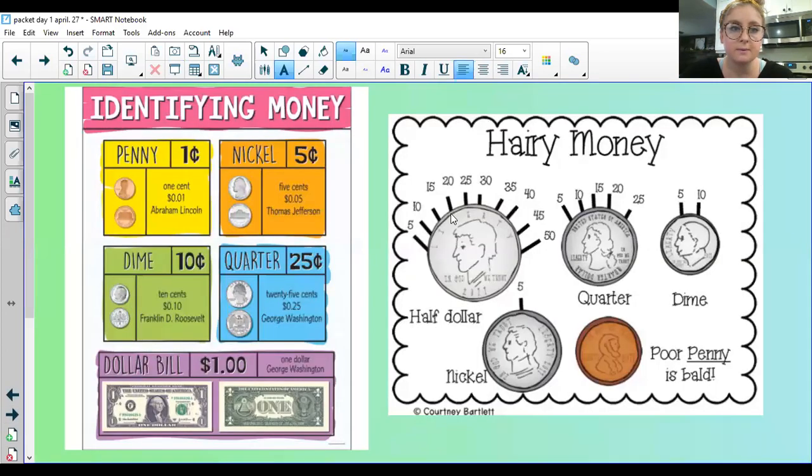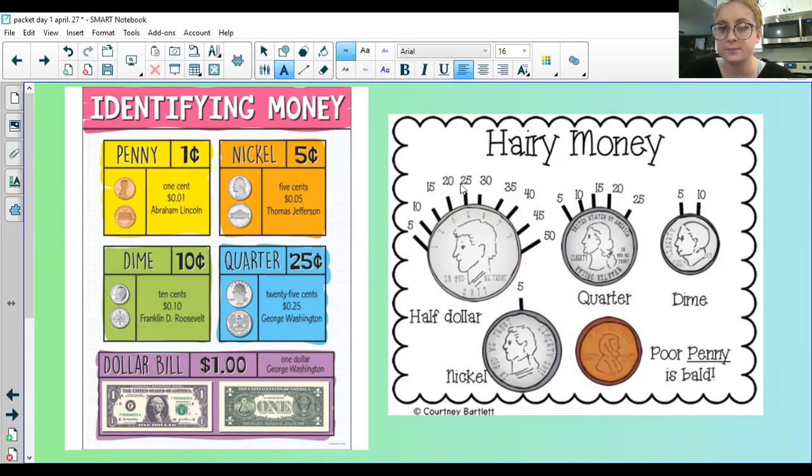I want to go over a couple things before we do anything. When we look at money or identify money, a penny looks like this. It's 1 cent. That's the value. A nickel looks like this, and it's 5 cents. The dime looks like this. It's a smaller silver coin. It's 10 cents. The quarter is 25 cents. And you know what a dollar looks like.